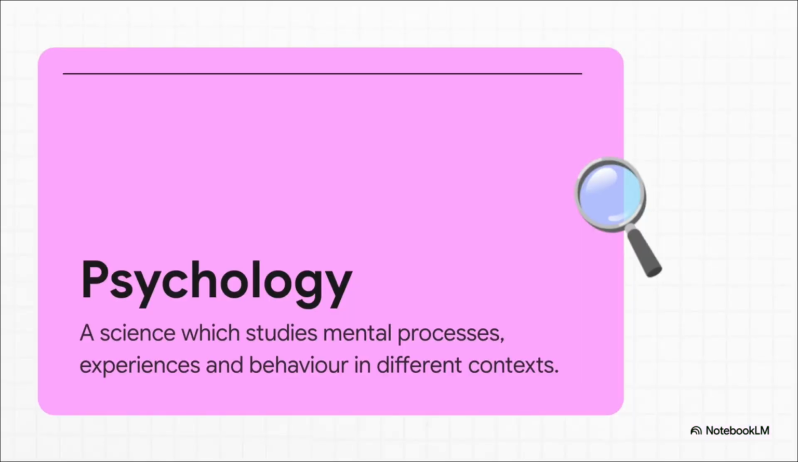Here it is. This is the formal definition you need to internalize, to have in your back pocket. Psychology is a science, and it systematically studies three key things: our mental processes, our subjective experiences, and our observable behavior. And that last part is so important. It studies them in different contexts. That's where all the nuance and richness of the subject really comes from.